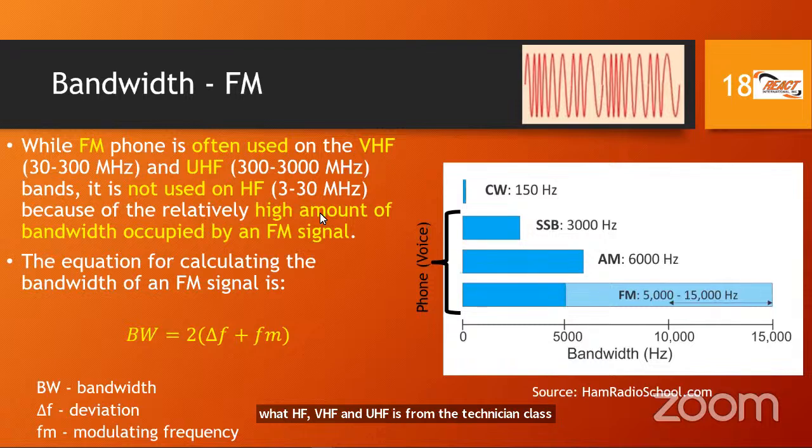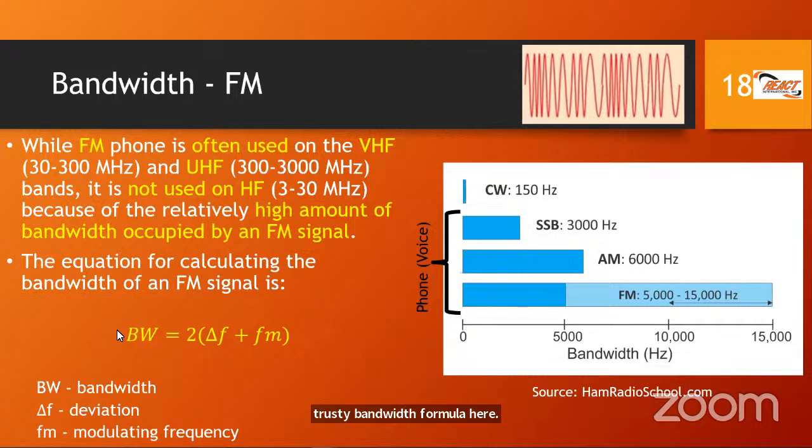And because that amount of bandwidth is necessary, we typically won't use FM on the HF part of the spectrum, but we will liberally use it on VHF and UHF. But we need to know how to calculate the bandwidth that is occupied by a particular signal. And this is our trusty bandwidth formula here. We will need to actually use it in a calculation. It's an exam question as well.